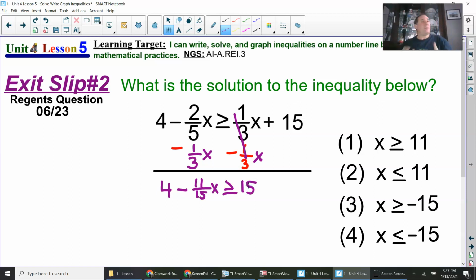Now, I have an x on one side, and I have a 4 and a 15 on the right side. So I'm going to bring the 4 over to the 15. Minus 4, minus 4.